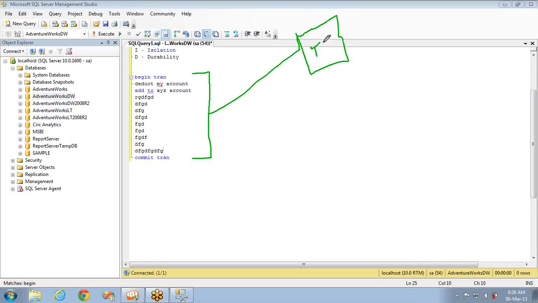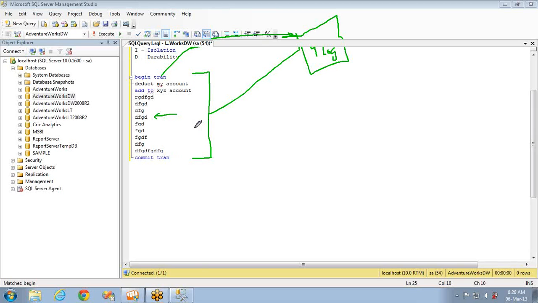So the transaction log will be there. Everything will be written to this transaction log, like, okay, this particular transaction started, the first query executed, the second query executed, the third query executed, and so on. Everything will be written to the transaction log. Now, while executing this statement, if the system crashed or SQL Server restarted, then what will happen?